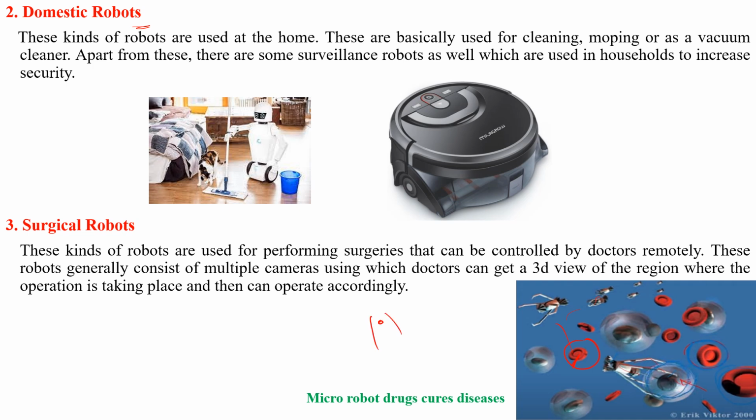Or suppose this is a knee, and I need to make a hole in the knee. For that, I can use a serial manipulator. You can direct the robot to make a hole. To make a hole, we have to give it a tool, the tool which makes the hole. That is a surgical robot.